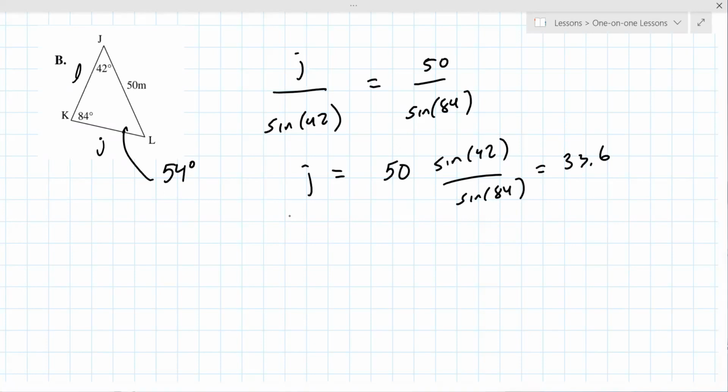All right. And now we're looking for l. Yes, so l is solved the same way.